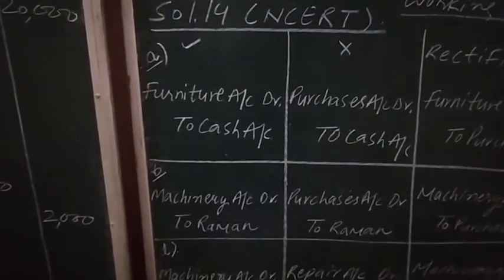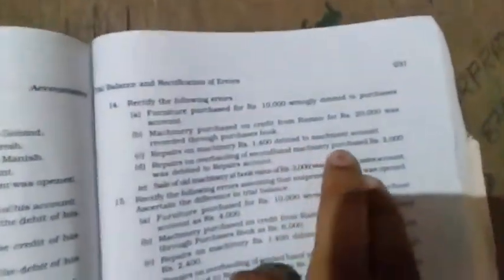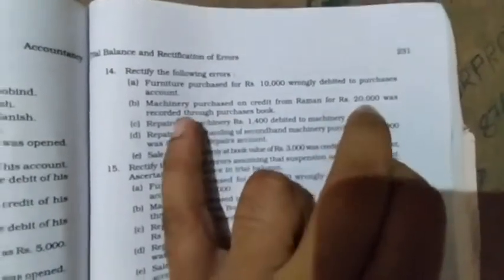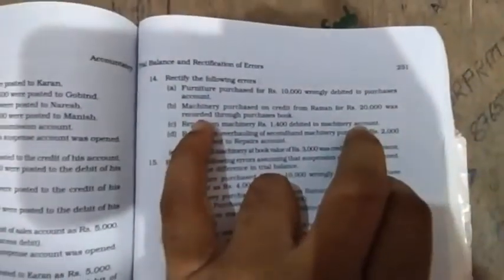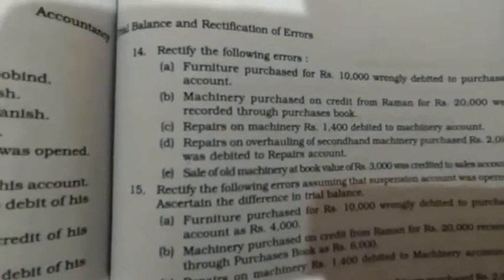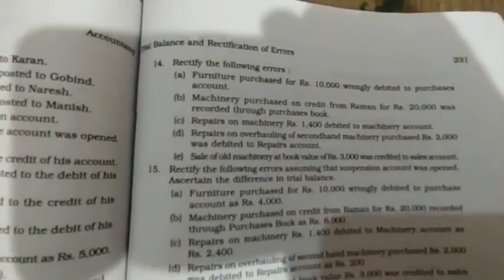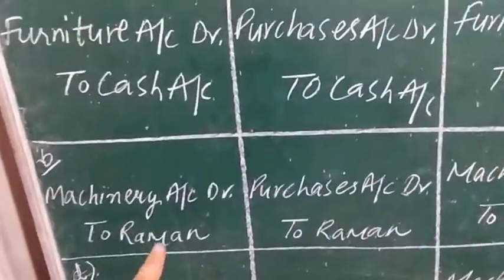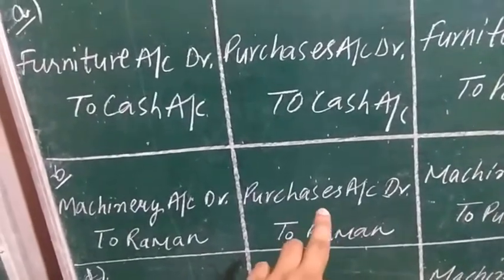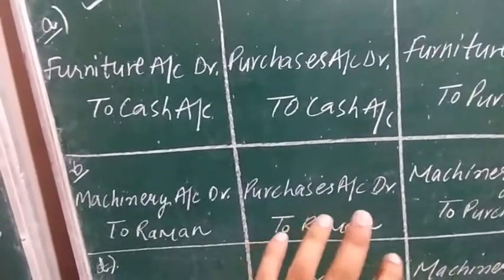Okay, but what was done by the accountant was recorded through the purchase book. Means instead of debiting machinery, what was debited? Purchases was debited. Okay, this is wrong. See, purchases account debit to Raman. Instead of debiting machinery, purchases was debited. This was wrong, done by the accountant. This was the error. This was the mistake.